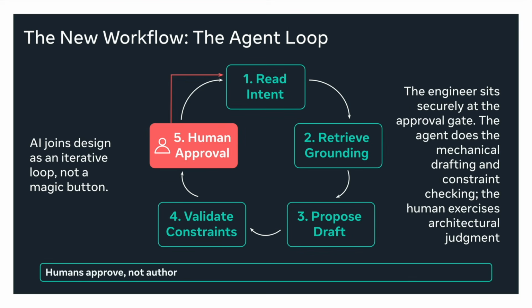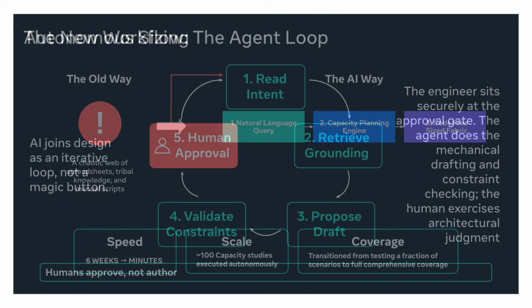These agents work in harmony. They take intent, they retrieve grounded data, they propose a draft, they validate the constraints, and once they're happy with this, they present it to the human for approval. And that's where the 10x speed up comes from. Typically, what takes an hour to write takes only a couple of minutes to review. The role of an engineer, a network architect, is now changed from an author to an approver.